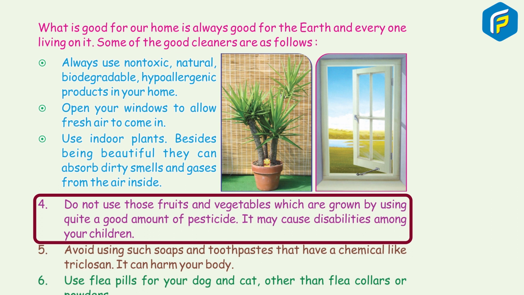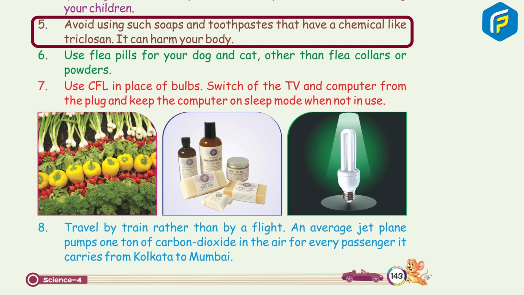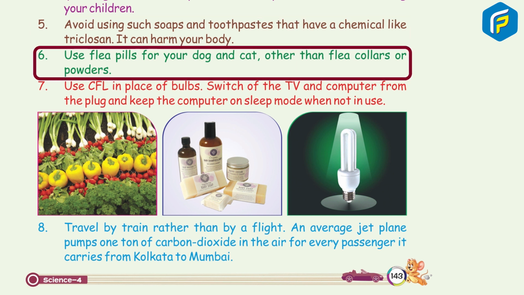4. Do not use those fruits and vegetables which are grown by using quite a good amount of pesticide. It may cause disabilities among your children. 5. Avoid using such soaps and toothpaste that have a chemical like triclosan. It can harm your body. 6. Use flea pelts for your dog and cat other than flea collars or powders.